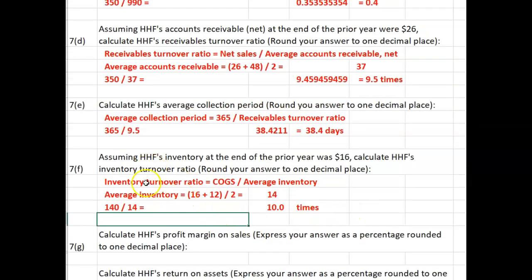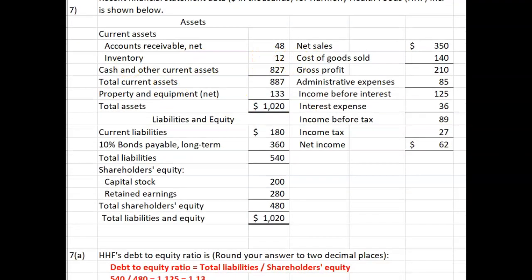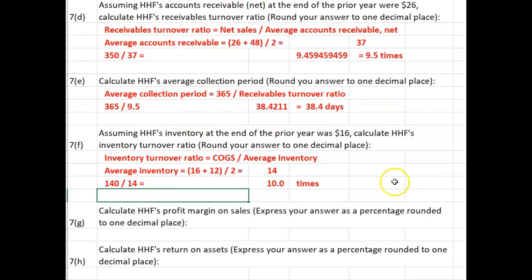Average inventory is beginning inventory of $16,000 plus ending inventory of $12,000 divided by 2. So average inventory is $14,000. Cost of goods sold was $140,000 divided by 14 means that our inventory turnover is 10 times. We turned our inventory over 10 times per year. That's selling it pretty quickly.